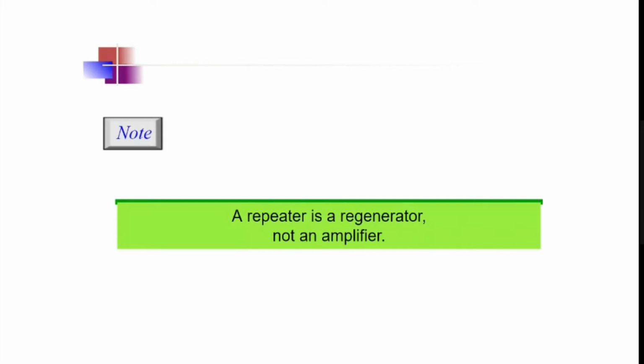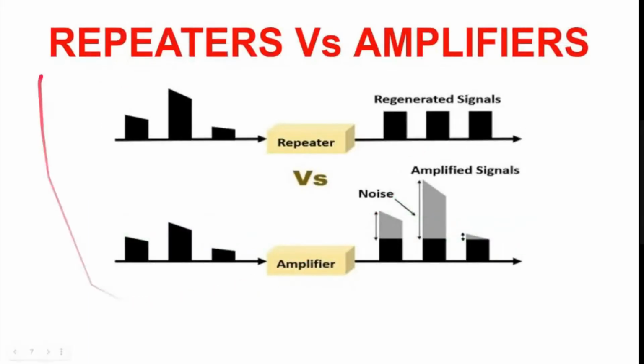Now see the next one. This is a diagrammatic representation of the repeater and the amplifier. This is a loss of signal, a corrupted or weak signal. When the same kind of signal reaches the repeater or the amplifier, what will happen? When it passes through the repeater, it automatically regenerates the signal with the equal frequency. It regenerates the original signal, and the bit pattern is created.